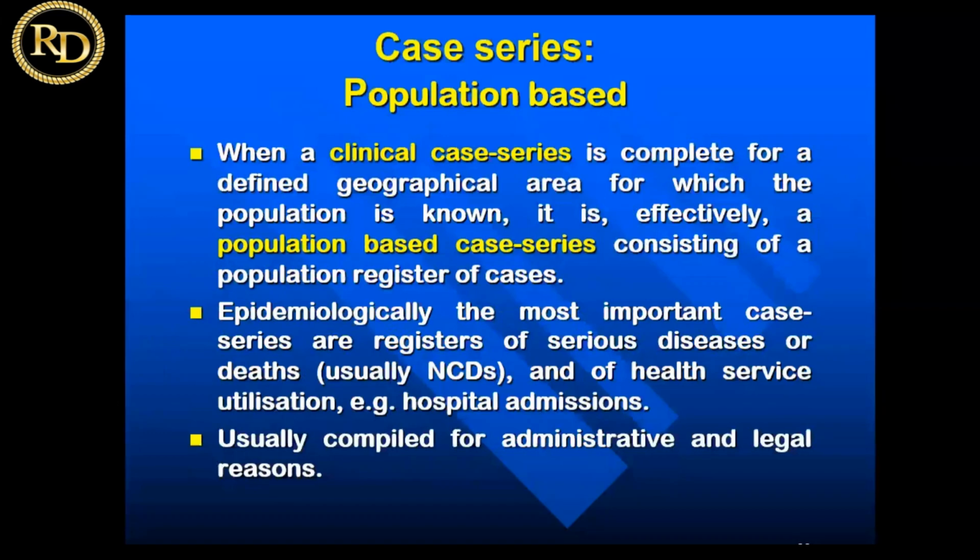So a case series is population based when a clinical case series is complete for a defined geographical area for which the population is known. As I said, in my neighborhood, we have so many families which were afflicted by corona, but very few of them died, very few of them went to the hospital. Epidemiologically, the most important case series are registers of serious disease or deaths with the NCDs, non-communicable diseases. As I told you, non-communicable diseases are like heart attacks, strokes, CVAs, diabetes mellitus. They are usually combined for administrative purposes, or you can say for legal reasons.